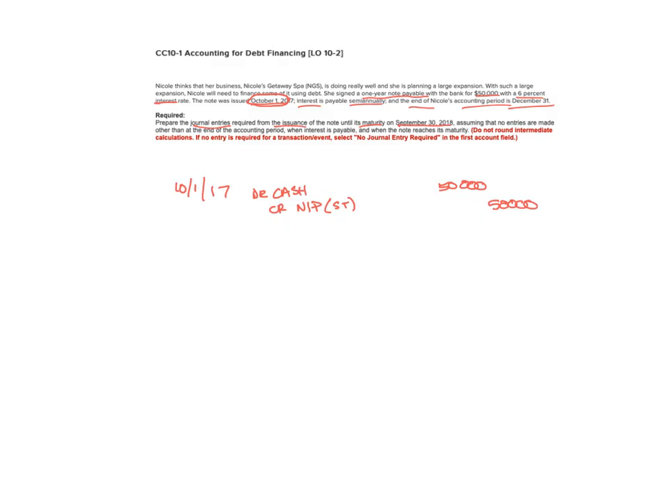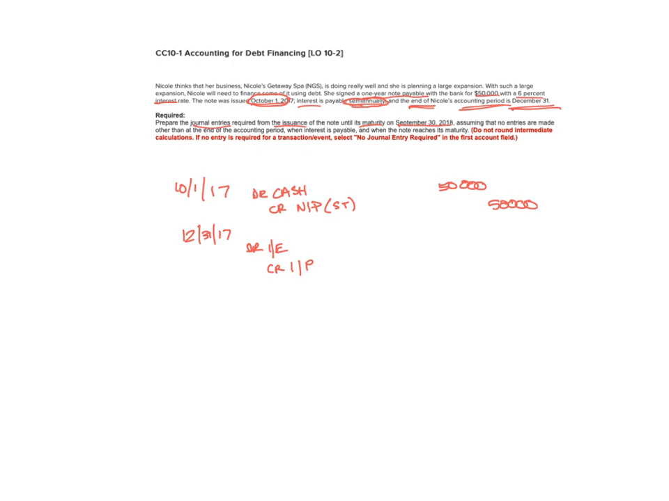The next journal entry takes place on 12/31/17, and this is an adjusting journal entry to accrue the amount of interest that is owed up till this point. Remember, interest is paid semi-annually, and so we're not to that date yet, but it does tell us that the end of the accounting period is on December 31st. So we have to accrue the amount of interest owed. So our journal entry is going to be debit interest expense and credit interest payable.